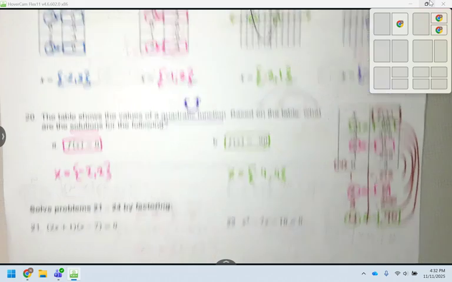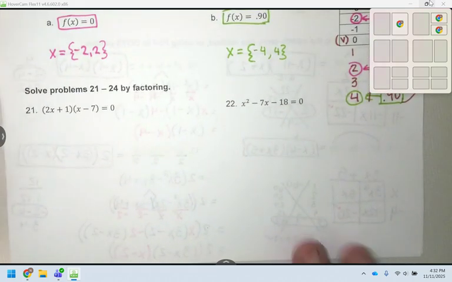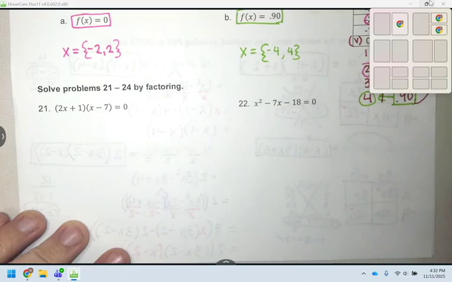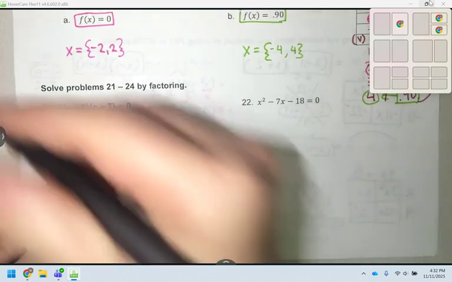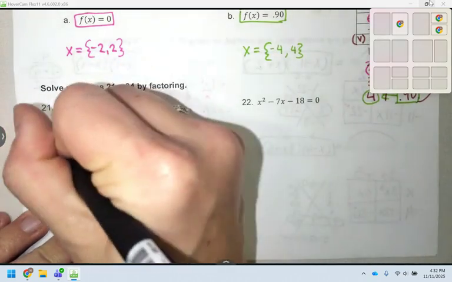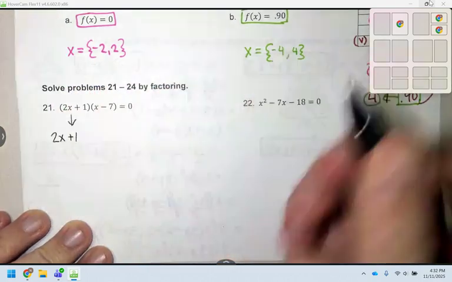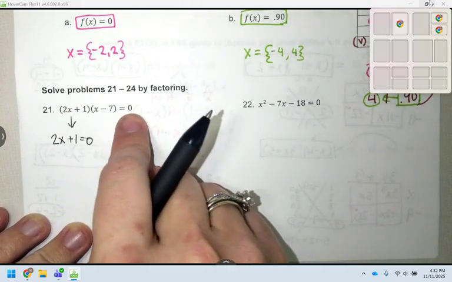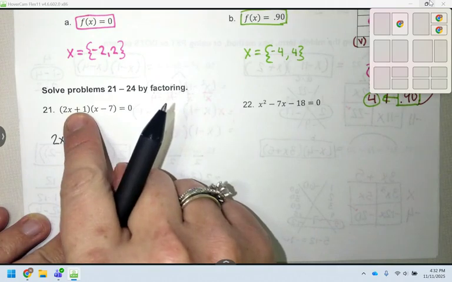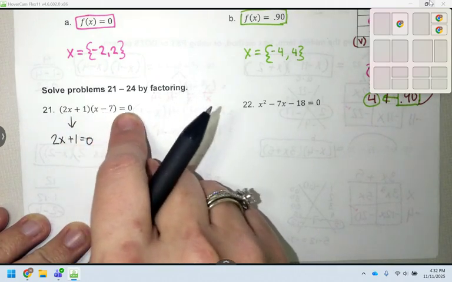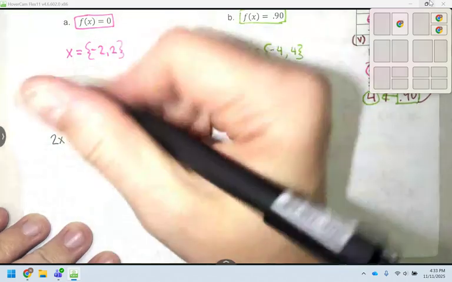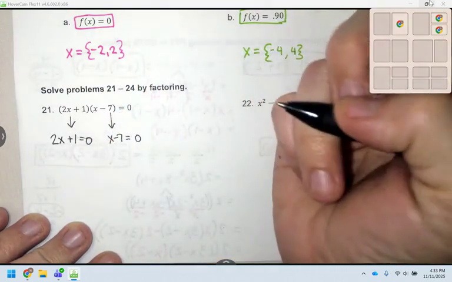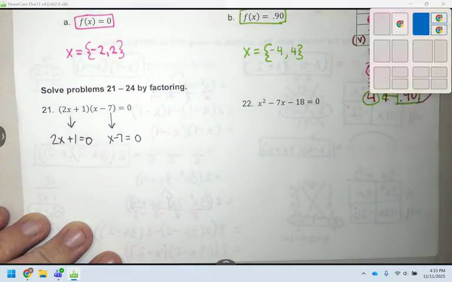Okay. Moving on to numbers 21 and 22, solve the problems by factoring. Well, this one is already factored for us. Sweet. So what we get to do is set each one equal to 0. And again, we can do that because of the zero product property. If I know I'm multiplying something times something else and it gives me 0, then one of these is going to have to be 0. So we have to find out both options.